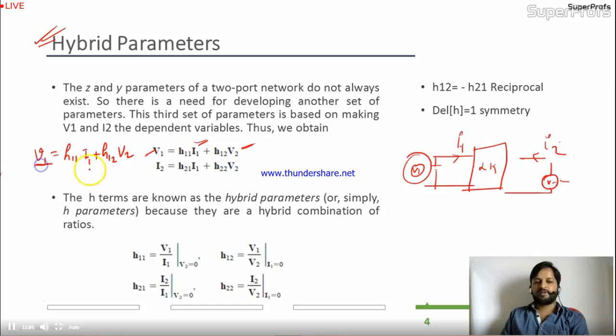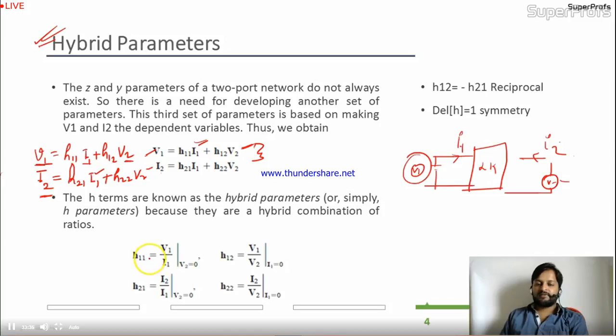So input voltage is given in terms of input current and output voltage. Similarly, the output current will be given as H21 I1 plus H22 V2. The output current is given in terms of input current and output voltage itself. Okay, so these are the hybrid parameter equations. Now the H terms are known as the hybrid parameters, or simply H parameters, because they are a hybrid combination of the ratios.